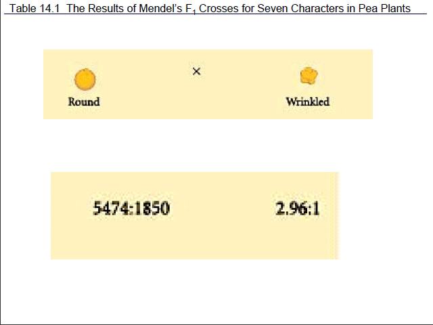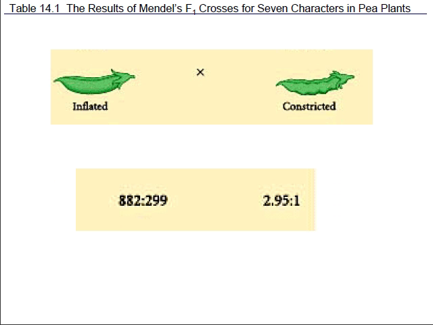If you cross round seeds by wrinkled seeds in the parental generation, you get F1s which are all round. Cross the F1s, and in the F2s you get about a 3 to 1 ratio of round to wrinkled. With inflated pods to constricted seed pods in the F2 generation, you get a 2.95 to 1 ratio.